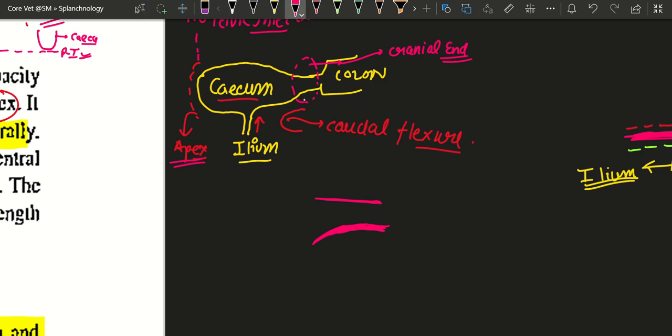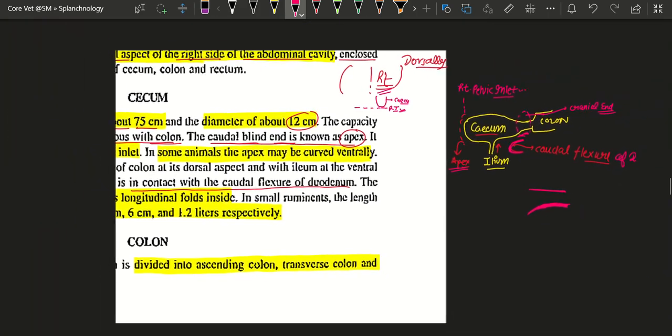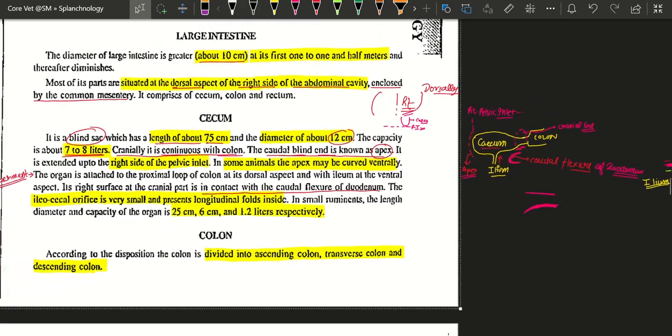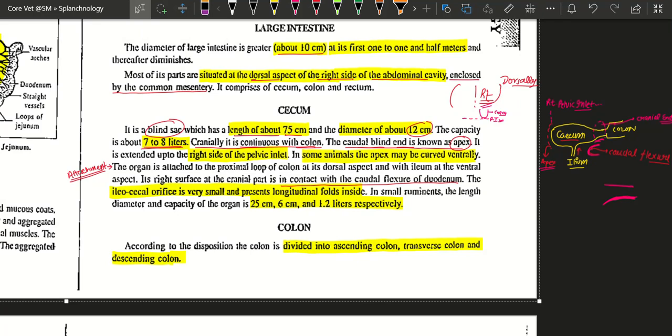So the right part of the cecum is in contact with this caudal flexure of the duodenum. Okay, means there is a contact between the cecal right surface and the caudal flexure of the duodenum, right? Now, the ileocecal orifice is very small. We had discussed that also in the small intestine video, and it presents a fold inside. Okay, there are quite a few longitudinal folds in the cecum, right?